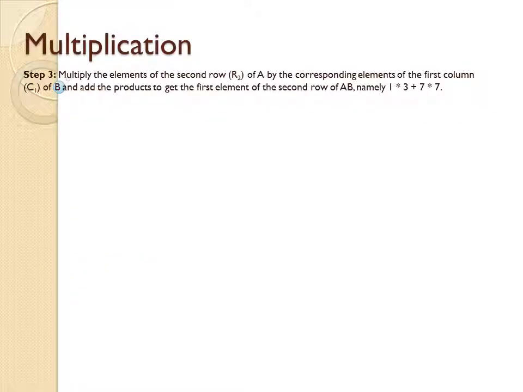Let's go to step 3. Multiply the elements of the second row of A by the corresponding elements of the first column of B and add the products to get the first element of the second row of AB. So again I have taken the same matrices. Here, for the first matrix I am taking the second row, and for the second matrix I am taking the first column. So it will be 1 into 3 plus 7 into 7, that is 3 plus 49, that becomes 52. The rest of the elements I don't care.